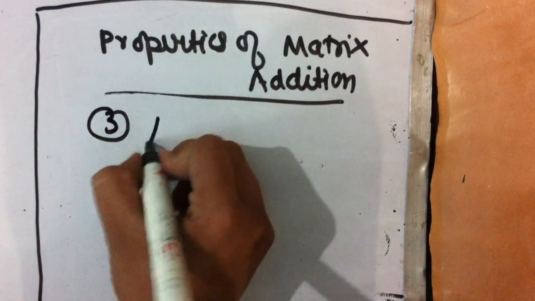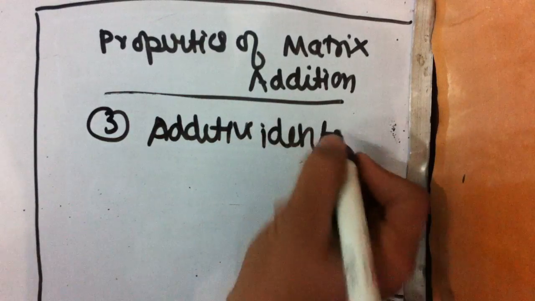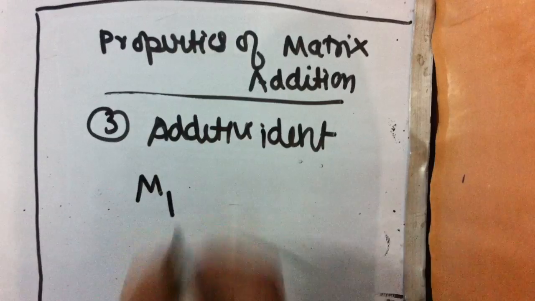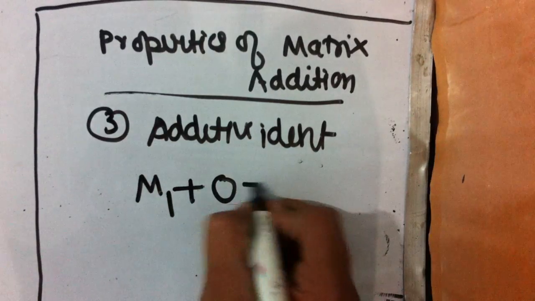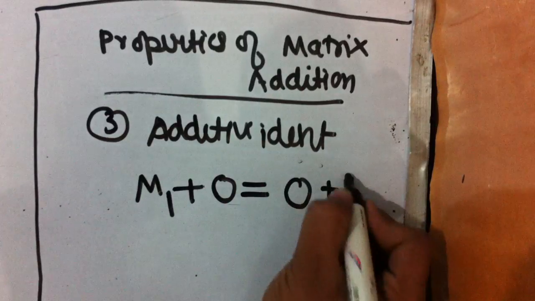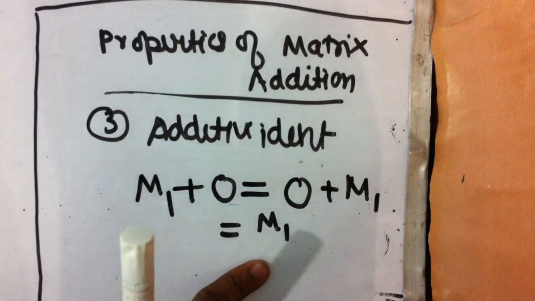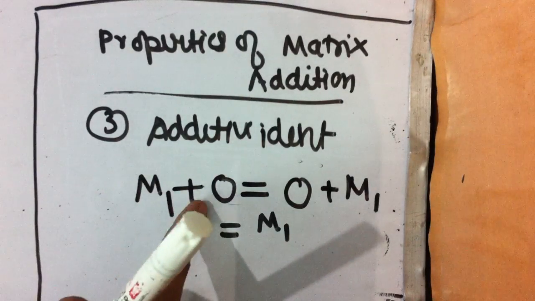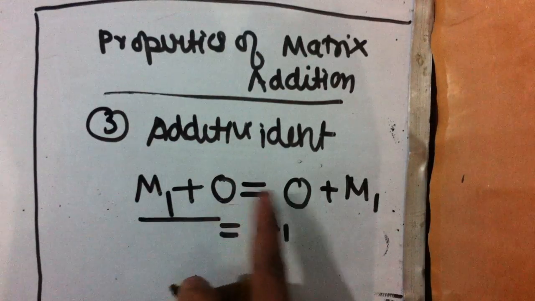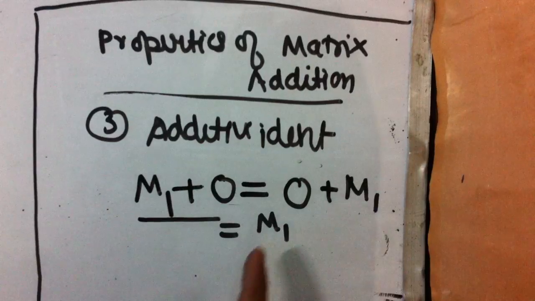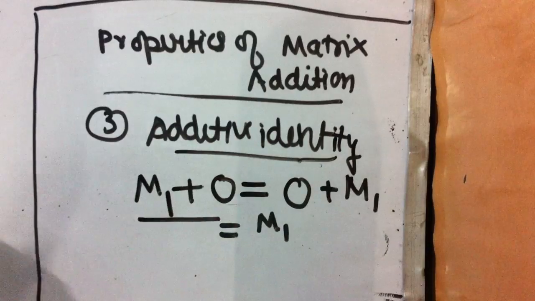Third is additive identity. So whenever a matrix is added over a null matrix, or you can say a null matrix is added over any matrix, then the resulting matrix would be that particular matrix only which is being added with the null matrix. That is, M1 plus null matrix or null matrix plus M1 would give rise to M1 only. And this is the additive identity.